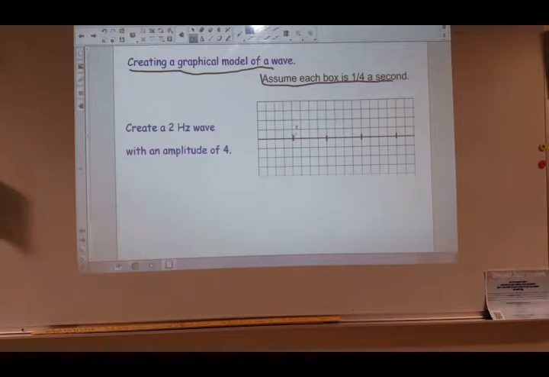So there's my 1 second, 2 second, 3 second, 4 second mark. All right, so now we need to understand what does a 2 hertz wave mean? And that means there are 2 waves every second.